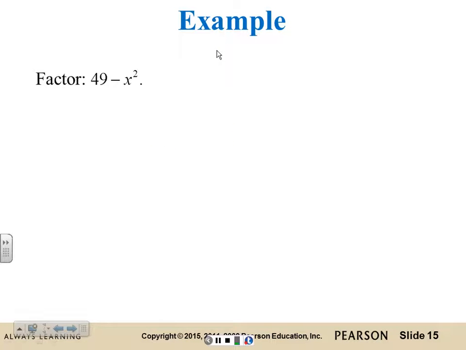So look at this one. This one's written backwards, and that's okay. You still have your pattern. Open up two sets of parentheses, put a plus in one and minus in the other. Square root of 49 is going to be 7, and the square root of x squared is going to be x. Or if you want to, you can rewrite this, but it's going to be a little messy, and I'll show you how to do it.